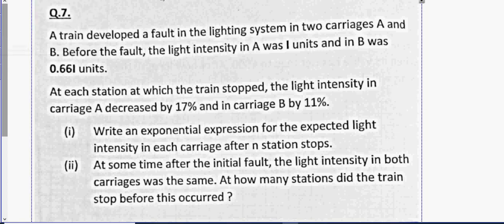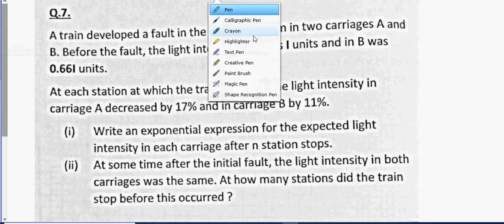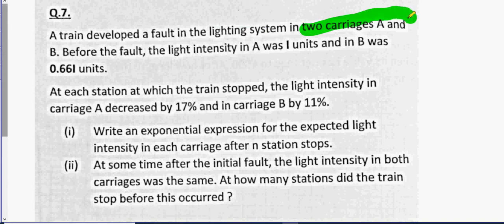Alright, a train developed a fault in the lighting system in two carriages A and B. Before the fault, the light intensity in A was I units and the light in B was 0.66 I units. At each station the train stopped, the light intensity in carriage A decreased by 17% and in carriage B by 11%. Right, first things first.